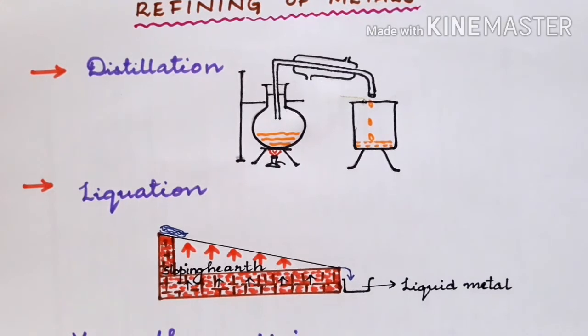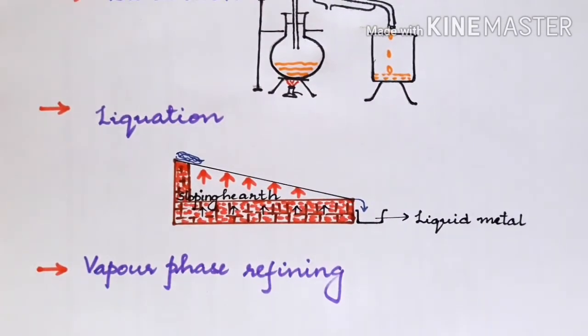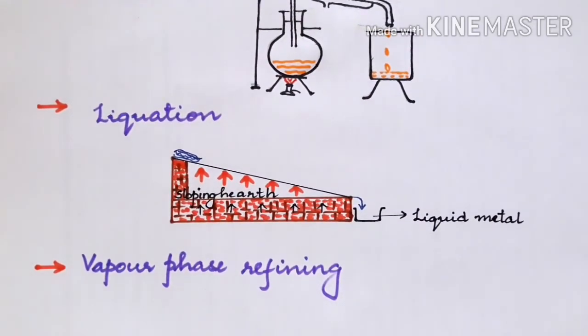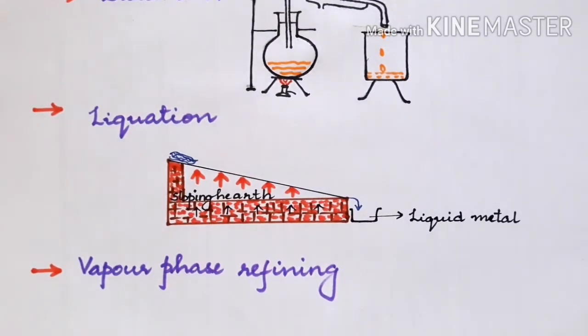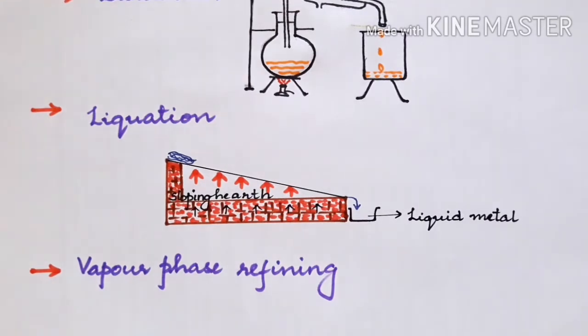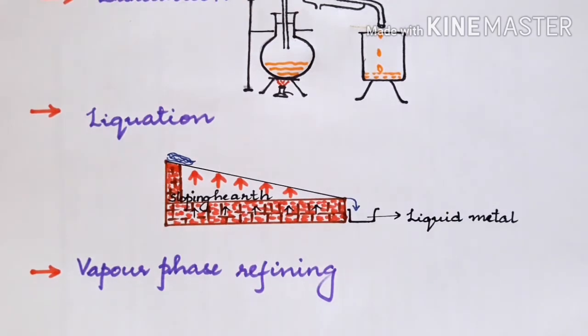Coming to the next method, which is known as vapor phase refining. In this method, the crude metal is treated with a suitable reagent at a moderate temperature to form a volatile compound, and the volatile compound is later decomposed at a higher temperature to give the pure metal. The process of vapor phase refining is usually done for nickel, zirconium, titanium, etc.